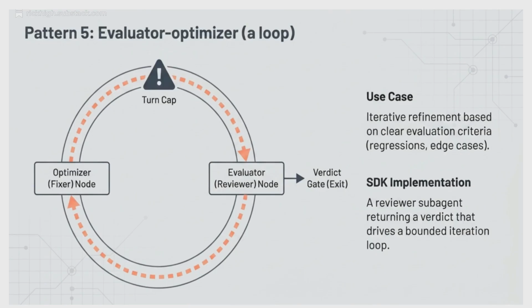The fixer proposes a change. The reviewer critiques it against your criteria, and if the critique finds real issues, the fixer revises, repeating until the reviewer is satisfied, or you hit a turn cap. The optimizer produces the first candidate fix before any feedback exists. The bounded loop caps iterations at 3 so the cycle can never run forever.